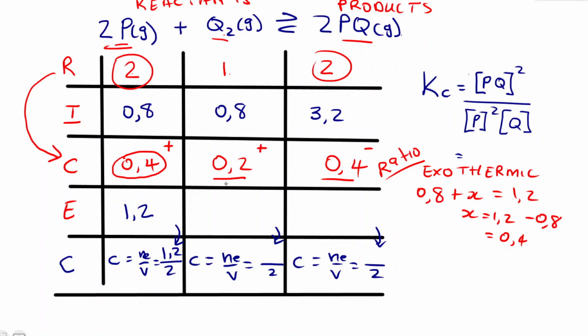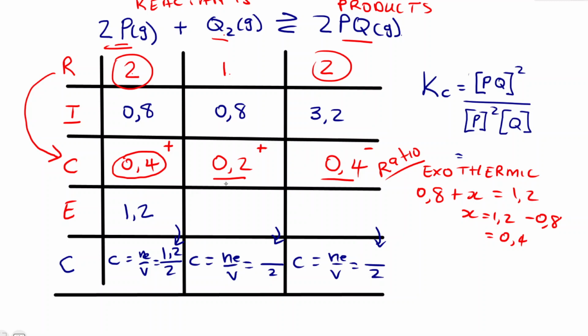I'll take this 1, substitute it here. I'll take this 2.8, substitute there. So the concentration now for my P, 1.2 divided by 2, that will give me 0.6 mole per dm cubed. Then the concentration of Q2, 1 divided by 2, that's 0.5 mole per dm cubed. The concentration of PQ, 2.8 divided by 2, will give me 1.4 mole per dm cubed.